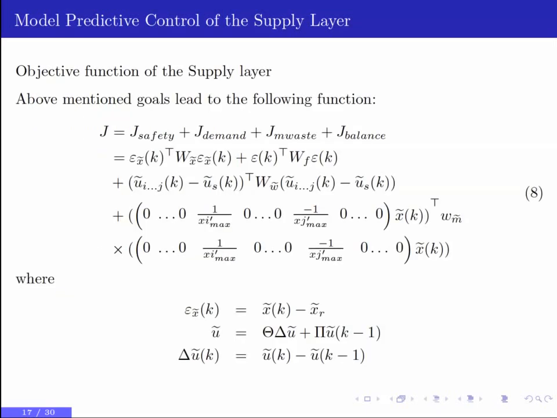Here is the objective function of the supply layer. It includes all the items of the control objectives, and the ecological level conservation has been included in the safety penalty because of their similarity. And matrix W is a weight matrix set by the water manager.